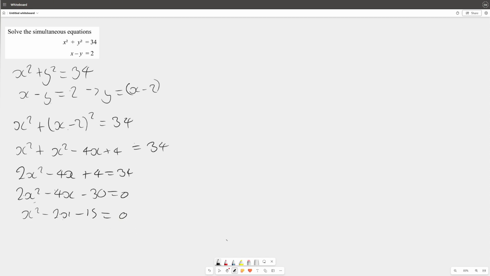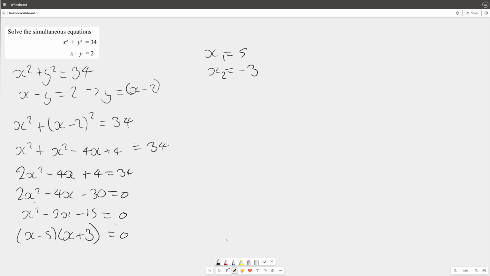Now we're looking for two numbers which add to get minus 2 and multiply to get minus 15. That will be minus 5 and 3, as minus 5 times 3 is minus 15. And then x times by 3 and minus 5 times by x leaves you with a minus 2x equals 0. So my solutions for x are going to be x equals 5 and x equals minus 3.